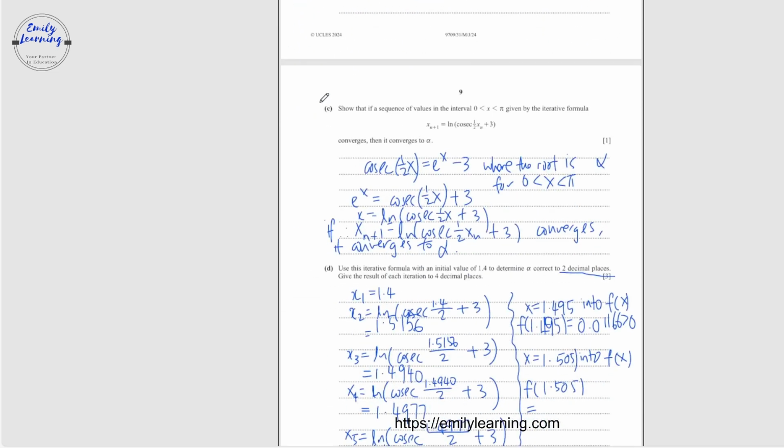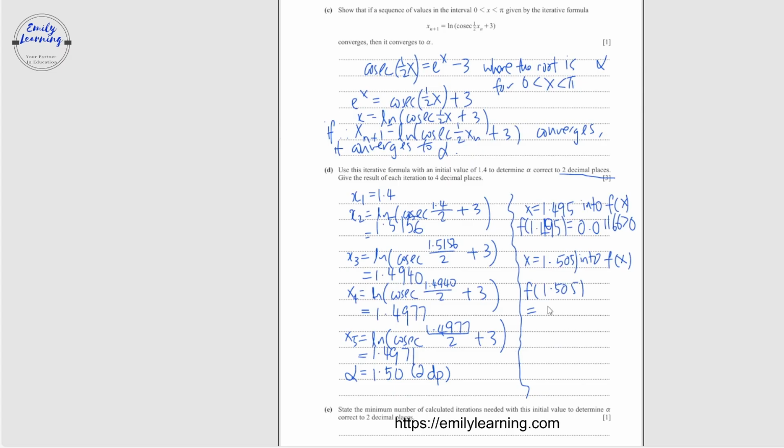So I get negative 0.04102. Okay, so this is to check. So therefore we know that alpha is 1.50 when rounded off to 2 decimal places.